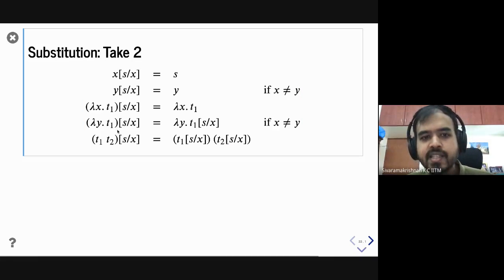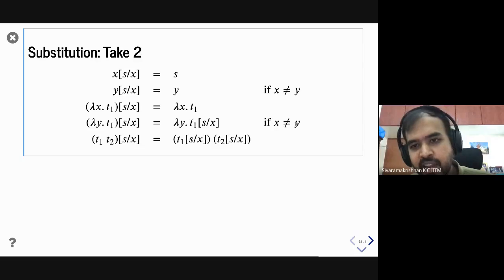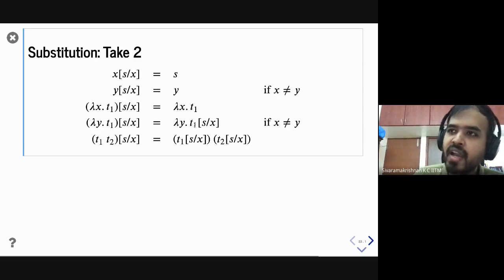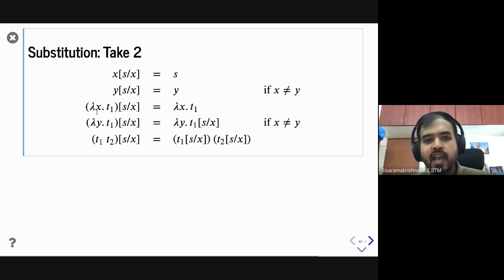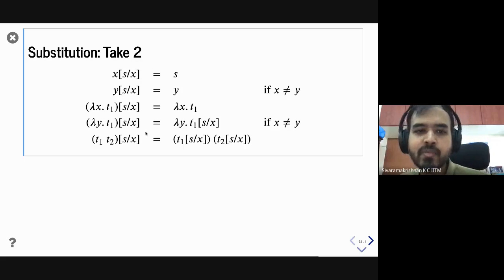If the binder is not the same as the variable that you are replacing, which I am explicitly writing down here as x not equal to y, then go ahead and replace the occurrences of x's in t1 with s. If it is bound, don't do anything. If it is not bound, then recursively go ahead and replace the variable occurrences in the body of the lambda.